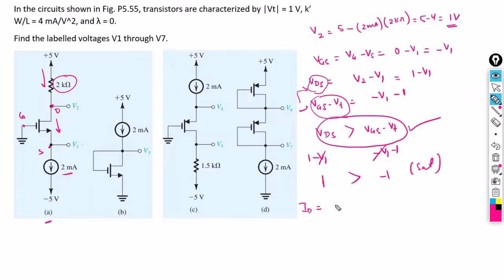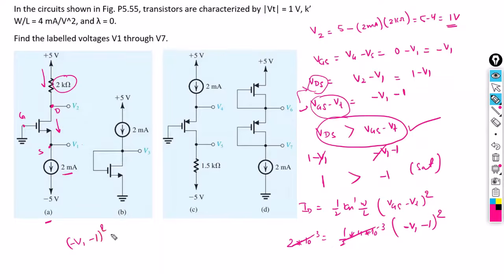ID equal to half Kn dash W by L, VGS minus VT square. So ID is 2 milliampere, 1 by 2, 4 into 10 to the power minus 3, VGS is minus V1 and VT is 1, square. So this side will cancel out. So from this we have minus V1 minus 1 square equal to 1. So from this equation we can write minus V1 minus 1 equal to plus or minus 1.